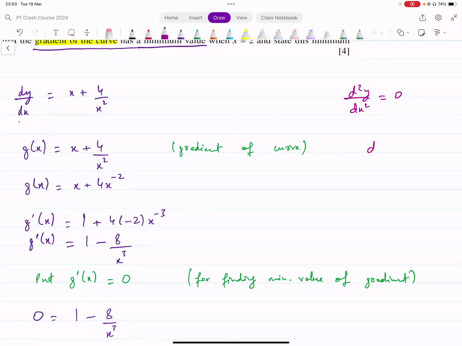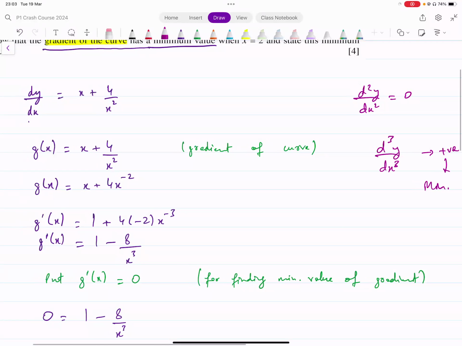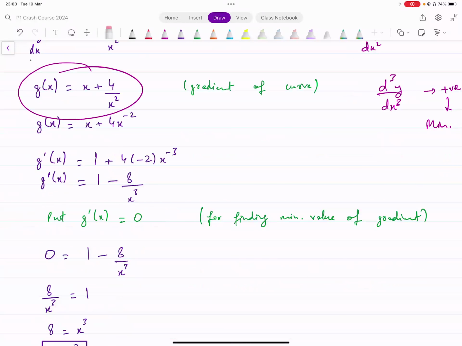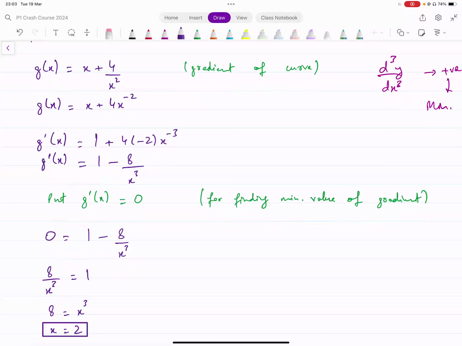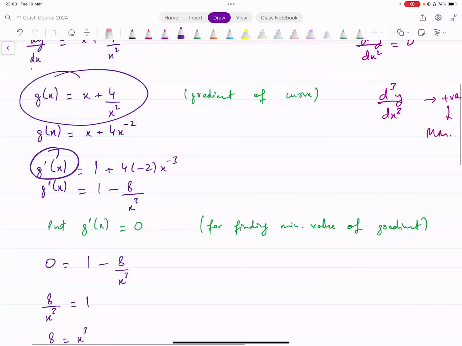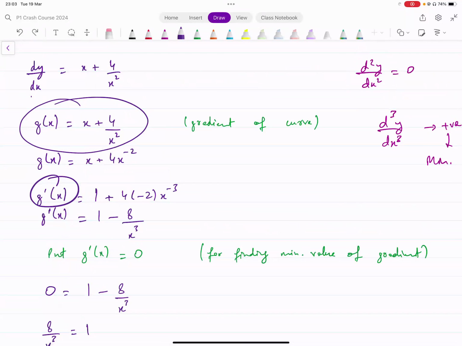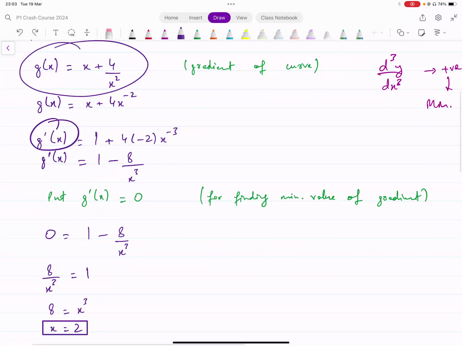And then they would be finding the third derivative, d cubed y over dx cubed, and figuring out whether that's positive or negative. In this case, it's positive. That's why they'll say it's a minimum value. What they're actually doing is treating this as a gradient function and finding the first derivative of that. You put that equal to 0. For the original function, that will be the second derivative. But we're not considering the original function at all here. We're saying this is the gradient function.